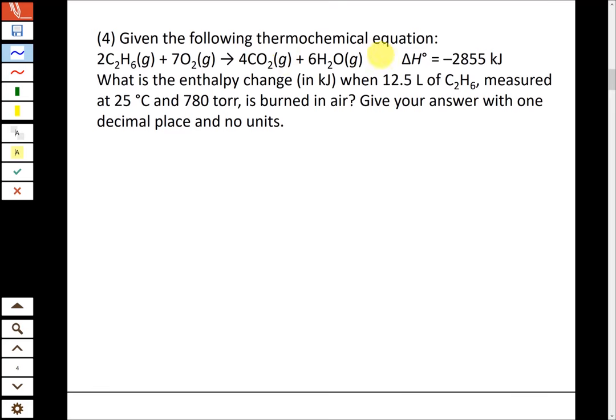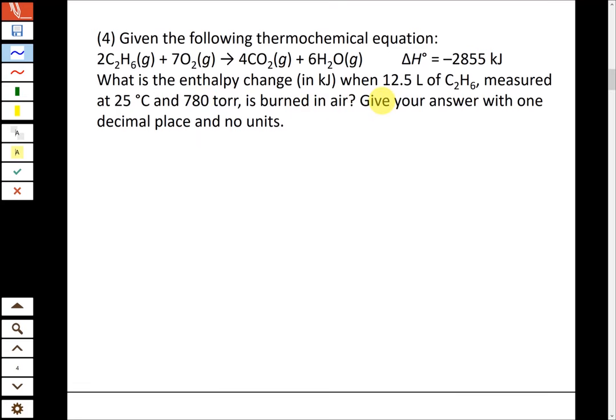All right, so this is the thermochemical equation we're given. Again, the coefficients tell us how many moles of each substance are involved, just like they would for any chemical equation, and then delta H tells us the change in enthalpy when that many moles of substances react or are formed as products. So what we want to know here, though, is what is the enthalpy change when 12.5 liters of ethane, C2H6, measured at 25 degrees Celsius and 780 torr, is burned in air? Give your answer with 1 decimal place to no units.